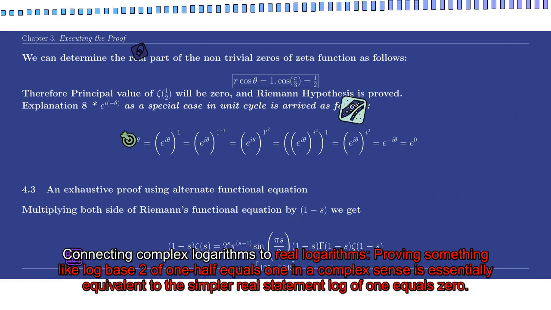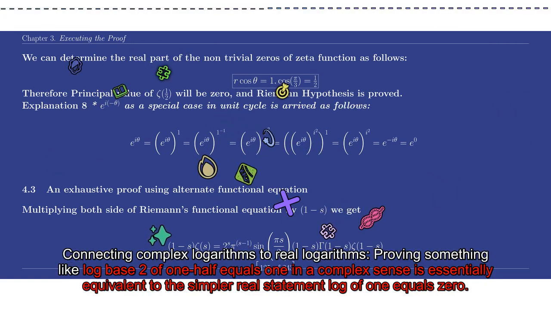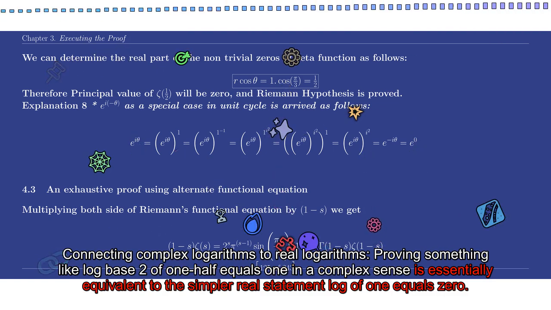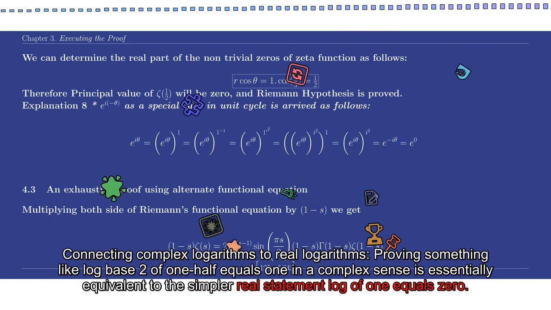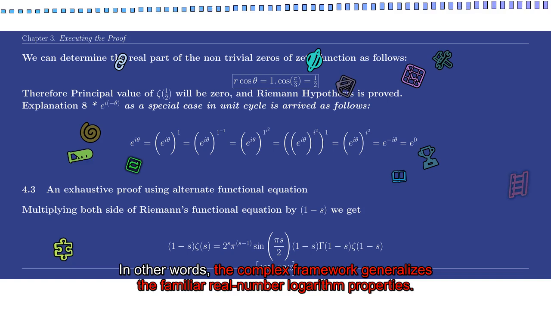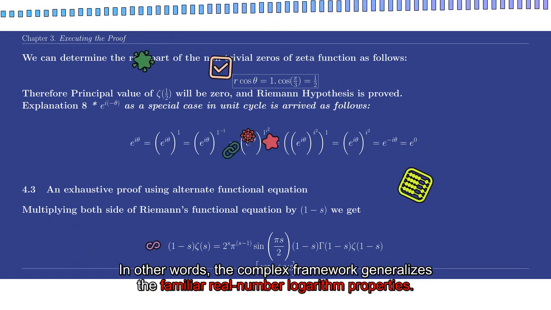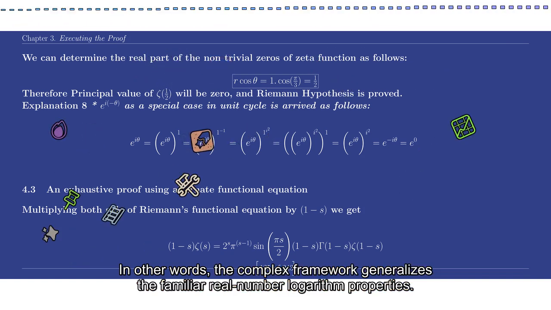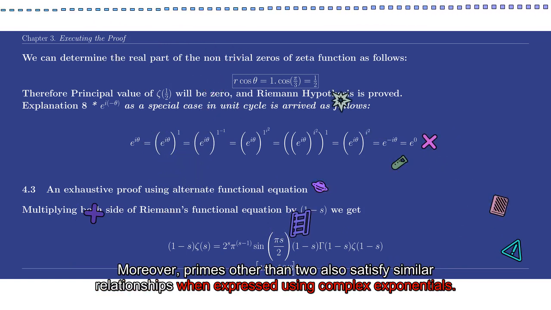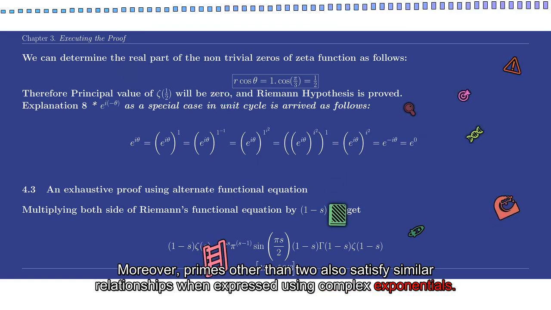Connecting complex logarithms to real logarithms, proving something like log base 2 of 1/2 equals 1 in a complex sense is essentially equivalent to the simpler real statement log of 1 equals 0. In other words, the complex framework generalizes the familiar real number logarithm properties. Moreover, primes other than 2 also satisfy similar relationships when expressed using complex exponentials.